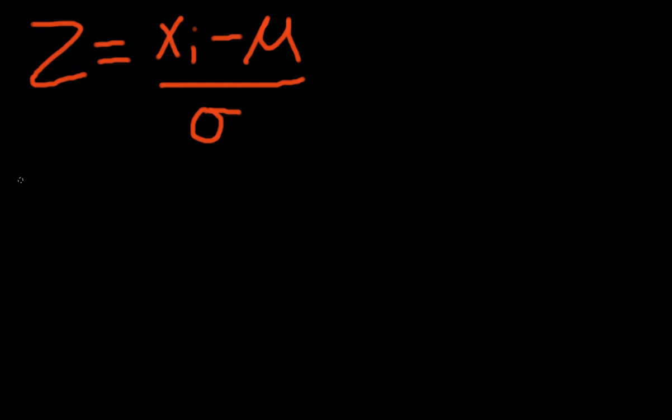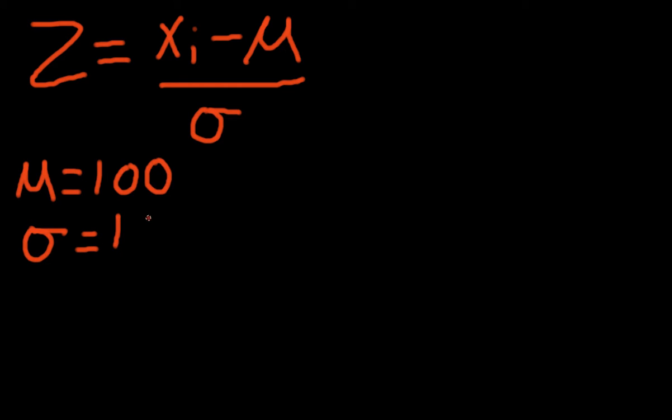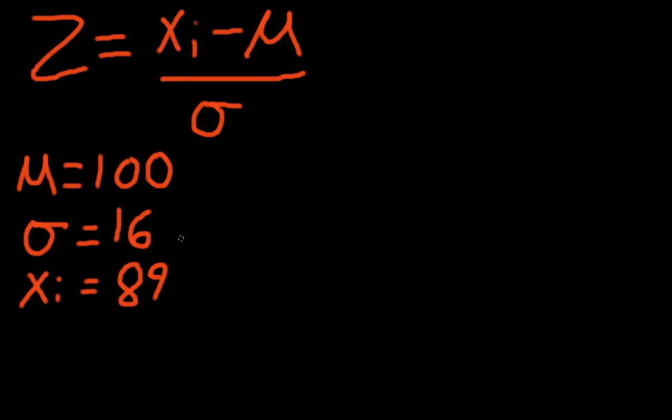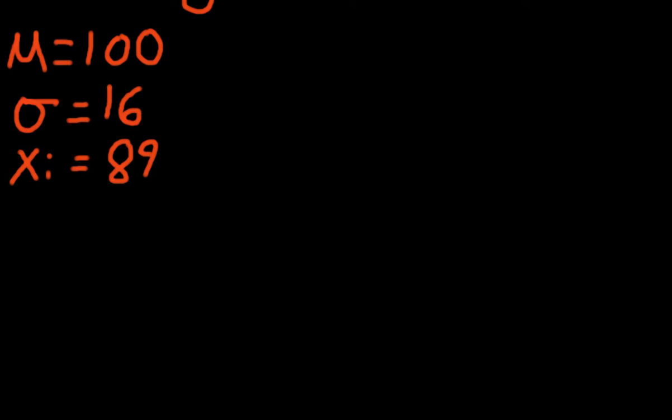So the Greek letter mu stands for the population mean. Let's say there's a test and we know that the population mean is 100. It's been constructed so that the population mean is 100. And the population standard deviation for that test we know is 16. And we've taken the test and we got an 89 on the test. So we know we're below the mean.